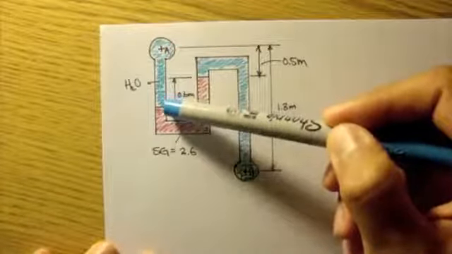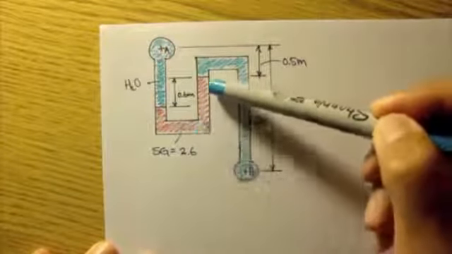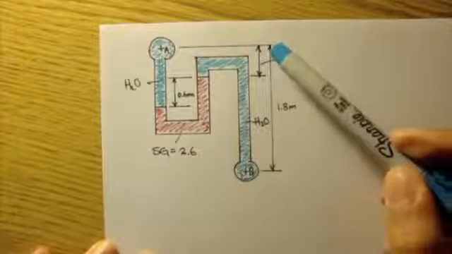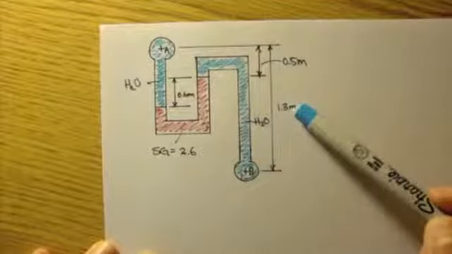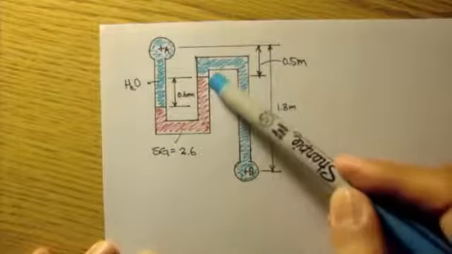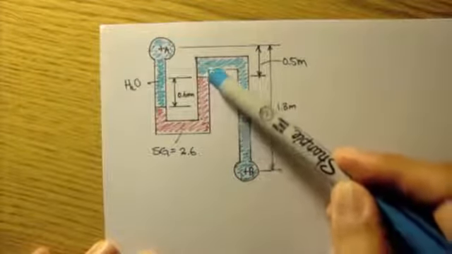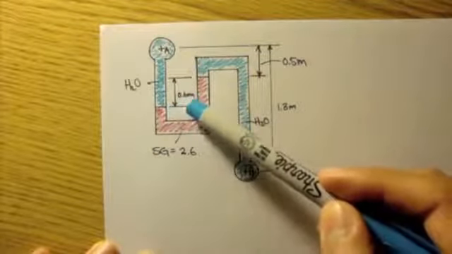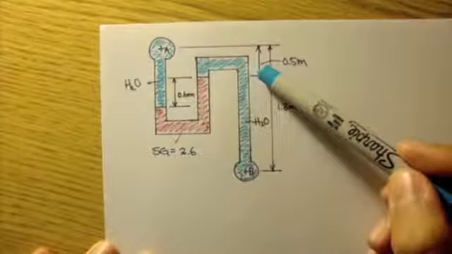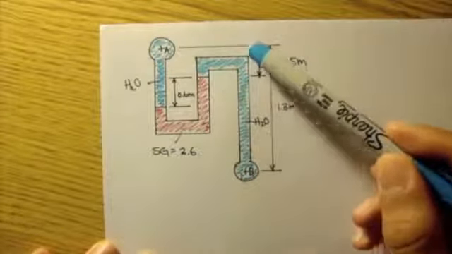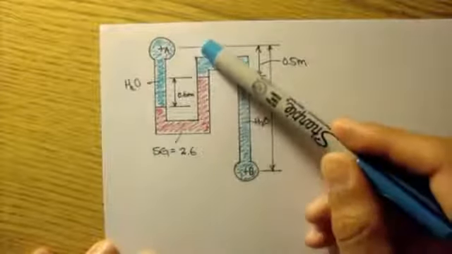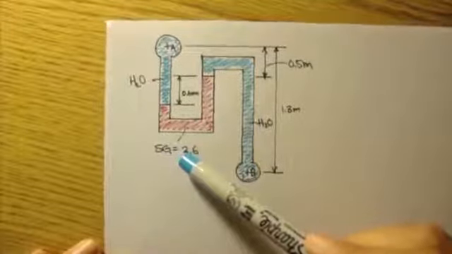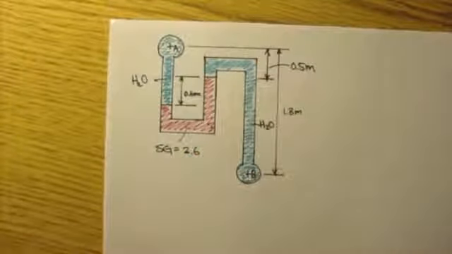It goes down here and changes to an unknown liquid, which is in the red, and it goes back to water, all the way down here. Now the height from A to B is 1.3 meters. This height, from the water and the unknown liquid down to here, is 0.6 meters, and this distance from the unknown liquid to point A is 0.5 meters. The specific gravity of this unknown liquid is given to be 2.6.